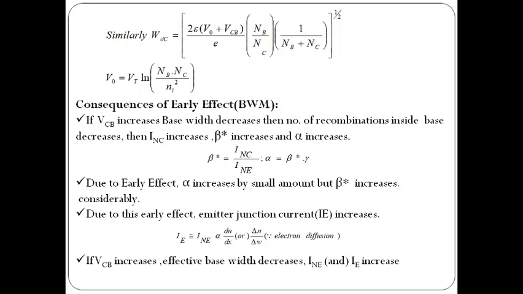So here V0 is the built-in potential. It is nothing but Vt ln NA by Ni square. Instead of NA, we write NB NC by Ni square. Clear?